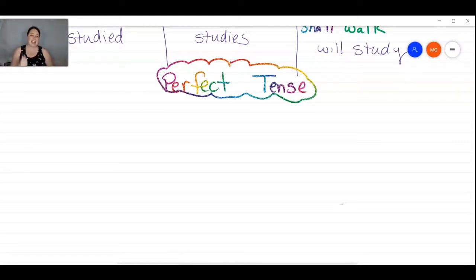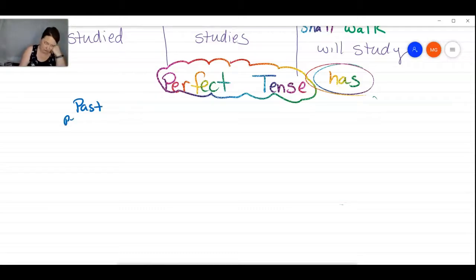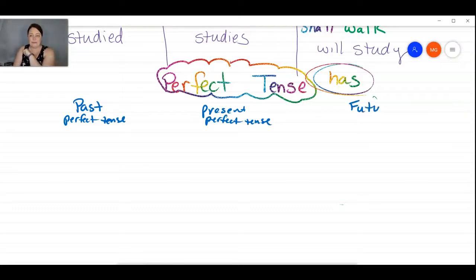So, perfect tense surrounds the word has. Perfect is all about has. Seriously, that's it. Perfect tense. So the one before was simple tense, simple verb tense. This is perfect verb tense. And so we're going to have the same three categories. Past perfect tense. Present perfect tense. And future perfect tense.